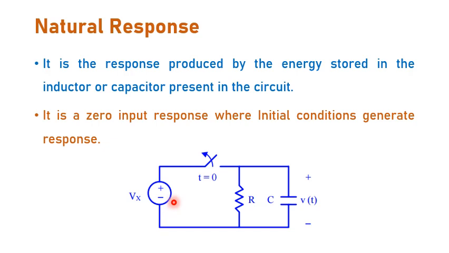No more current will be delivered by the voltage source, but the charge or energy stored in the capacitor will be delivering a current through the resistor to get discharged. Now the response, that is current in the circuit, is not because of this source, it is because of the voltage available across the capacitor. Hence the initial condition or the initial voltage available across the capacitor is creating a response through this circuit. It is called natural response.